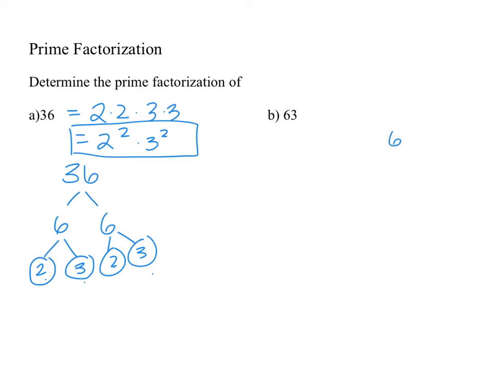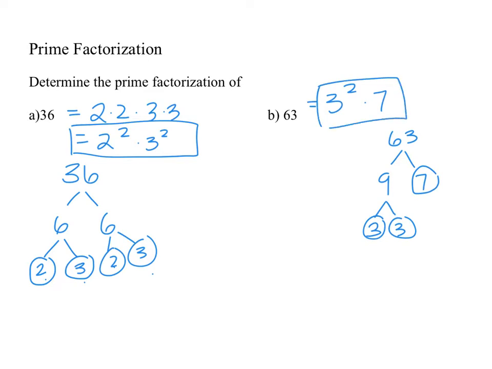63, I'll do the same thing. Okay, I know that's 9 times 7. 7's already prime, so I'm done. 9 is 3 times 3. So I have 3 squared times 7. Pretty simple.